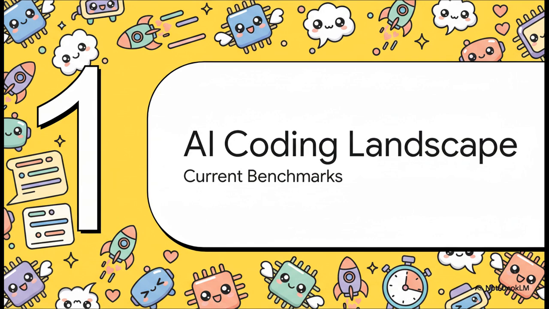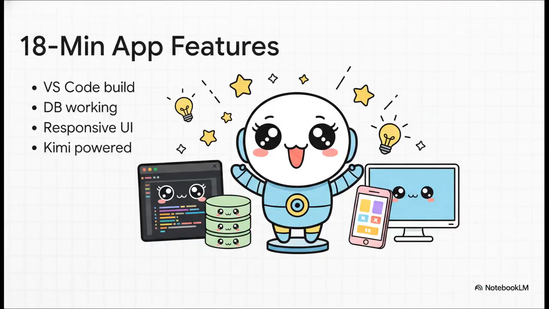Section 1. The AI coding landscape. Let's look at where things actually stand right now. To really get a grip on the landscape, we have to look at what's currently possible. That 18-minute startup idea generator we just talked about, it was built entirely inside VS Code. The creator literally just sat back and watched as the AI generated the names, the taglines, the pitches, and wired up a whole working database right behind the scenes.